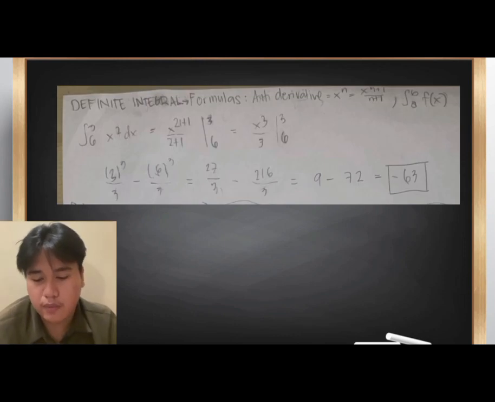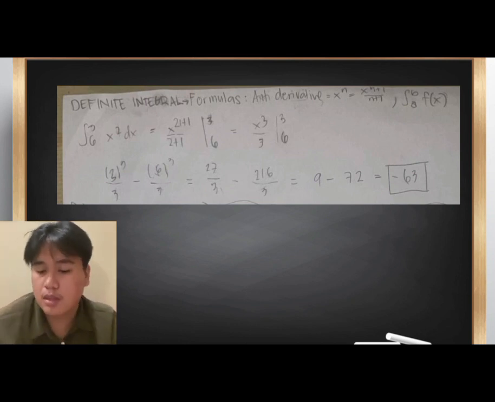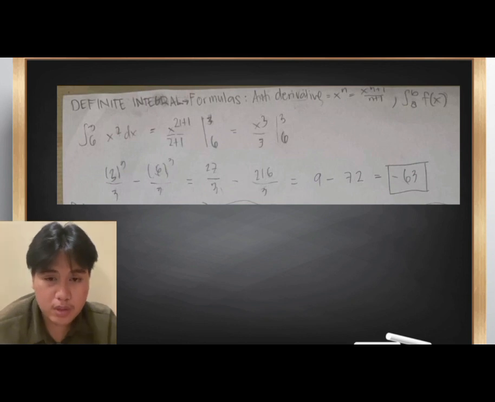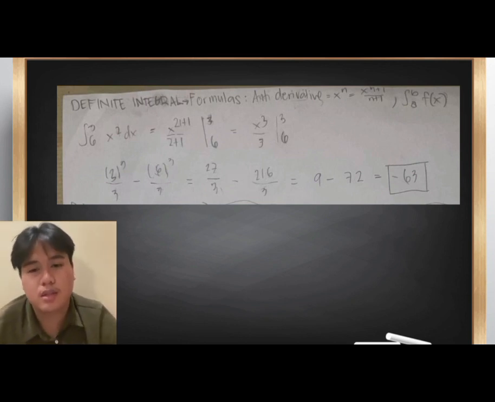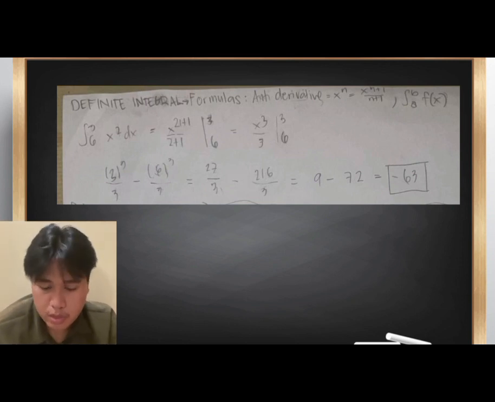To get the antiderivative of 2x, you need to use its formula of x raised to n plus 1 over n plus 1. And the antiderivative of 2x is x raised to 2 plus 1 over 2 plus 1, equal to x cubed over 3. And we substitute our limits, which are 3 and 6. 3 substituted to x, which will be 3 raised to 3 over 3, minus 6 substituted to x, which will be 6 raised to 3 over 3.